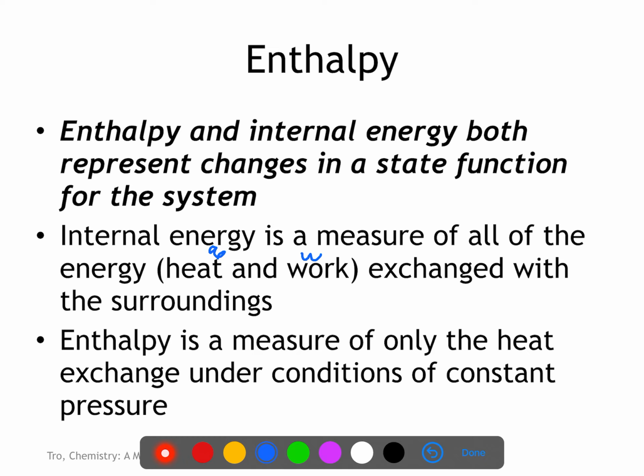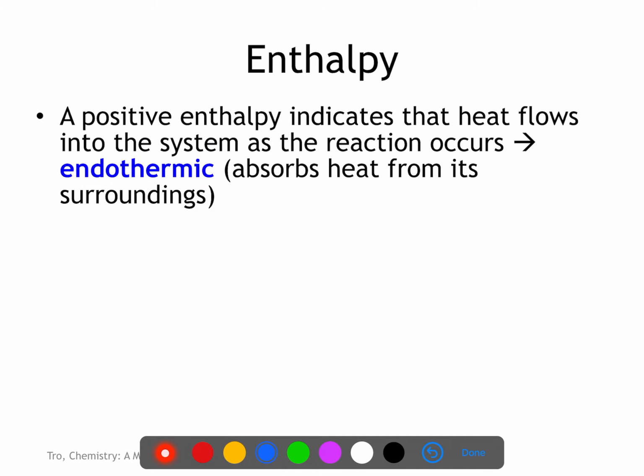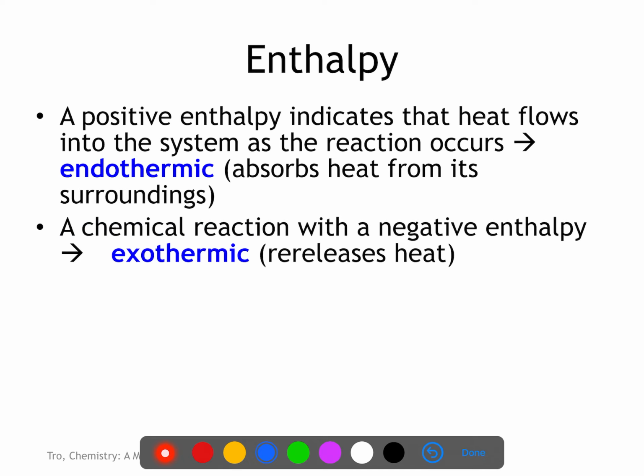When you have a positive and a negative amount of enthalpy, there are two new terms that we associate with those. For example, a positive enthalpy indicates that heat flows into the system as the reaction occurs. Endothermic, it absorbs heat. The opposite of that is when it's negative, it's releasing heat, that's exothermic.